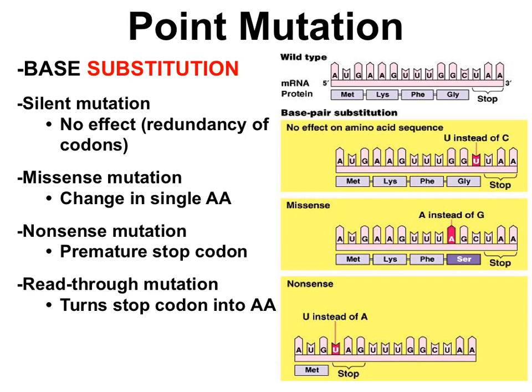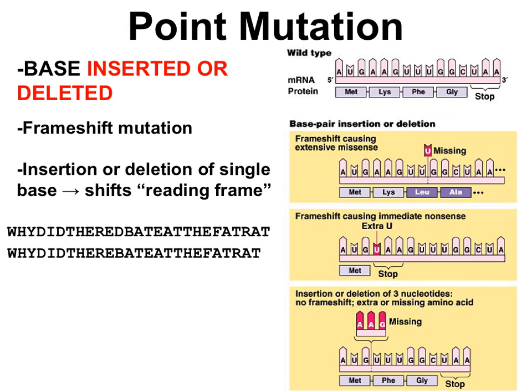The opposite effect to this that's not pictured would be called a read-through mutation. A read-through mutation takes where there should normally be a stop codon, and it turns that stop codon into an amino acid instead. So the polypeptide isn't stopped, and instead the polypeptide turns into a protein that can be extra long. Besides substitution, there are other types of point mutations that insert or delete a nucleotide.